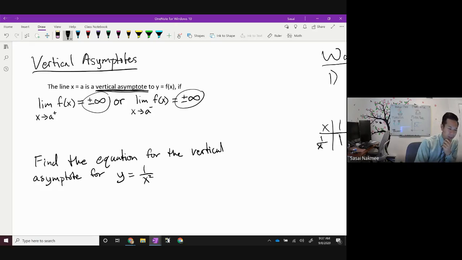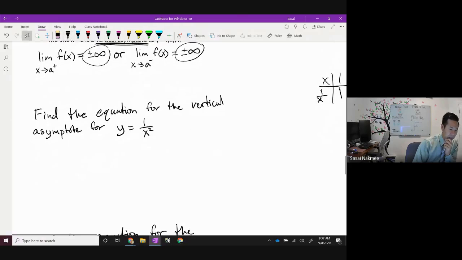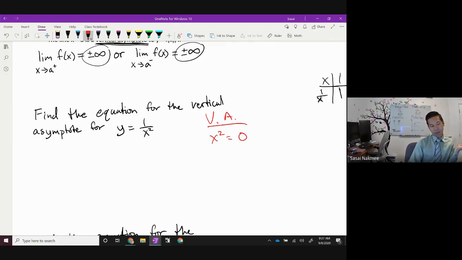Okay, let's just do a problem. I'll show you what I mean. Let's go to this problem where it says find the equation for the vertical asymptote for y equals 1 over x squared. From your previous class, you would say the vertical asymptote occurs when the denominator is equal to 0. So when does x squared equal 0? You take the square root of both sides and get plus or minus x equals 0, which is just 0. So you have a vertical asymptote at x equals 0.